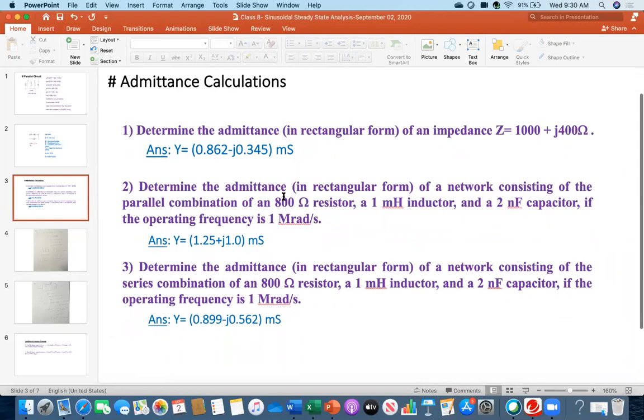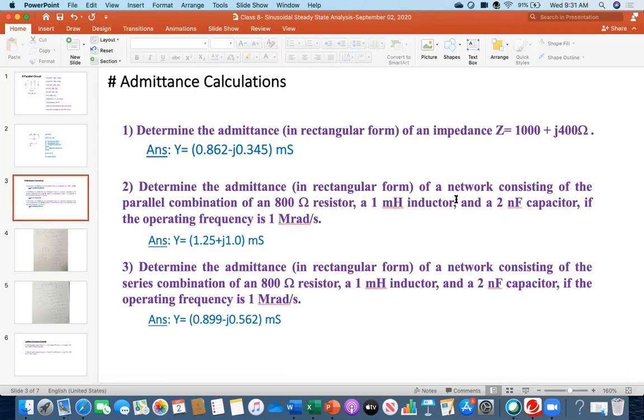Determine the admittance, again in rectangular form, of a network consisting of the parallel combination of an 800 ohm resistor, a 1 millihenry inductor, and a 2 nanofarad capacitor. If the operating frequency is 1 mega radian per second, this is the omega value. And then I have written down the answer for you. Again, Y is this plus j, millisiemens.